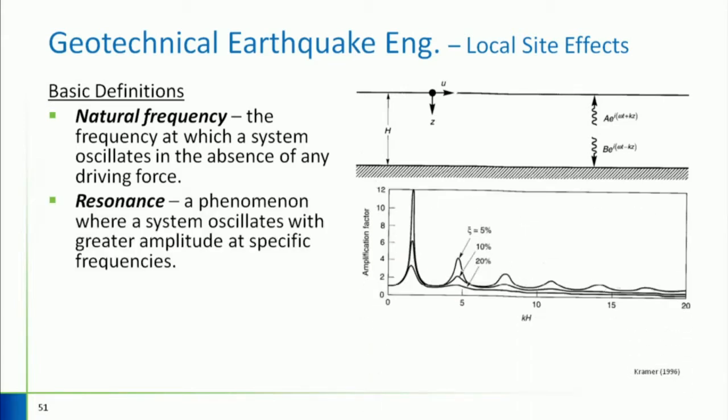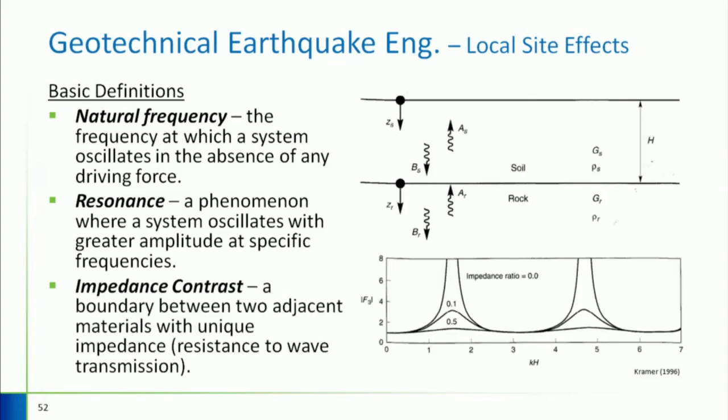Resonance, this is something that occurs when your wave going up is in phase with the returning wave. We call that a resonance. It's the same feature. Impedance contrast is the difference in the wave speeds of the two materials. If one goes much faster than the other, then you're going to get more refracted than reflected, and vice versa, and this will contribute to the wave propagation.